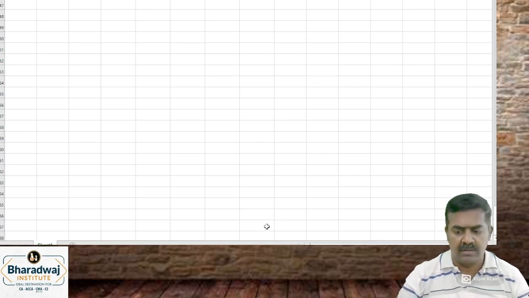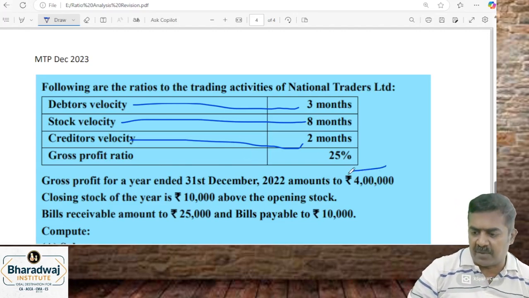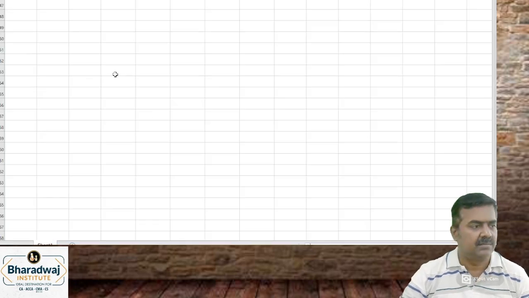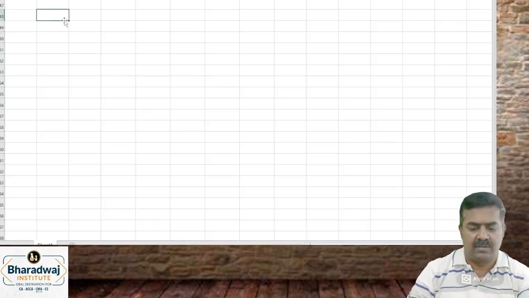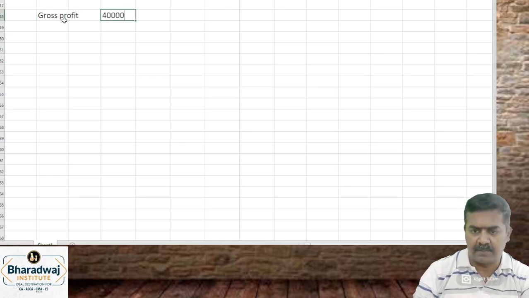Where to start? We are given the gross profit ratio and the gross profit amount. That's the only data available to start with. What is the gross profit amount? 4 lakhs. That is nothing but 25% of sales.